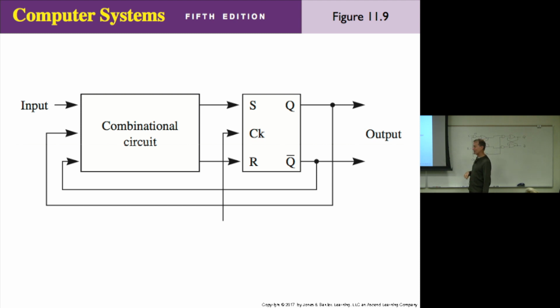Well, actually, let me back up. Let's suppose that the clock is 0. So the clock pulse has not happened yet. And if S is 1 and R is 0, it's very possible that Q could be 0 and Q bar could be 1, even if S is 1 and R is 0. Why is that? Because the clock is 0. Are you with me?